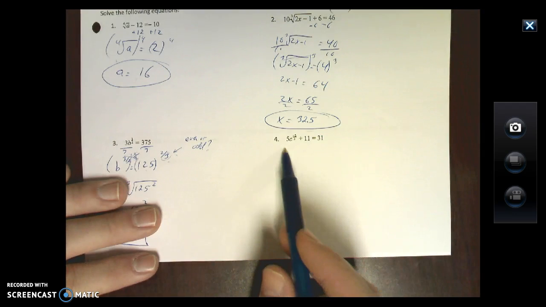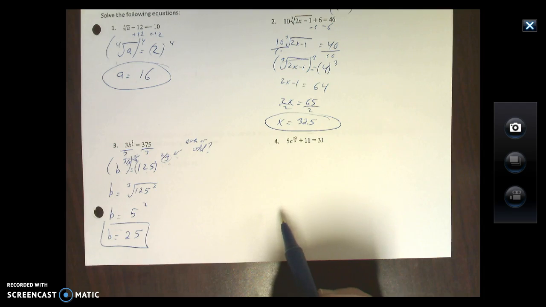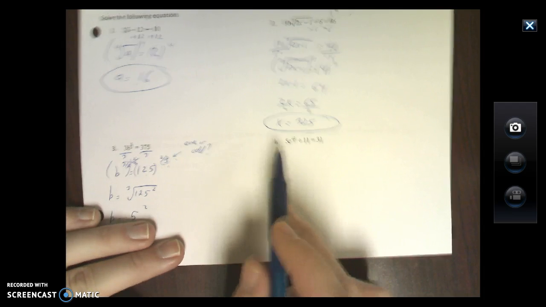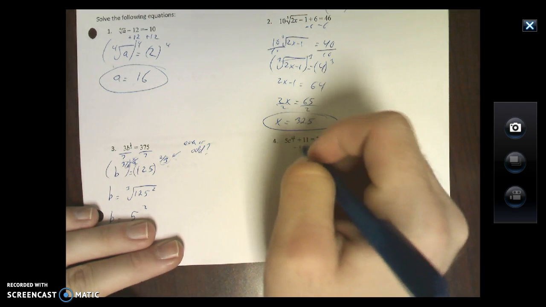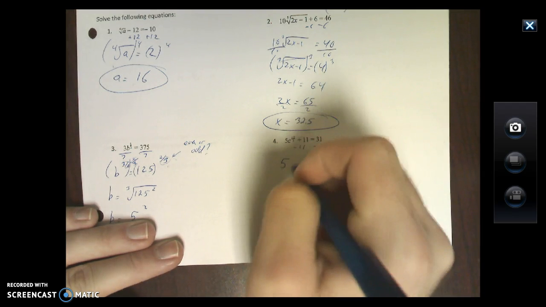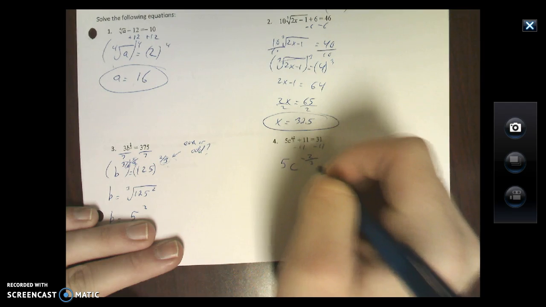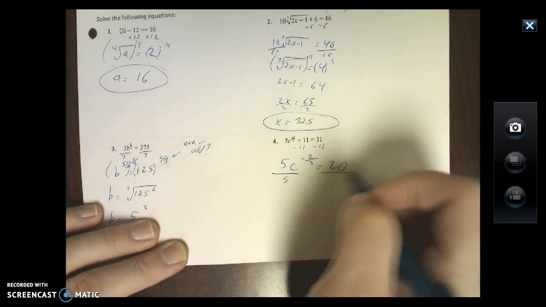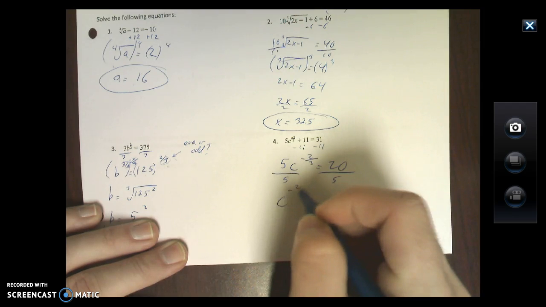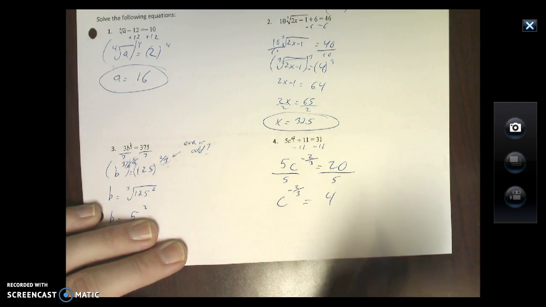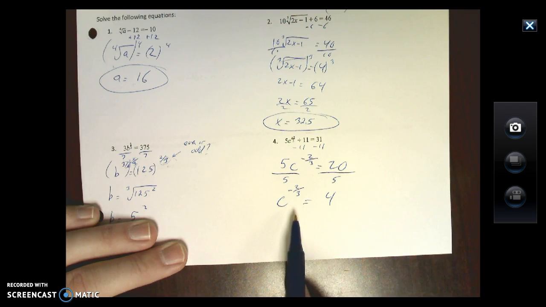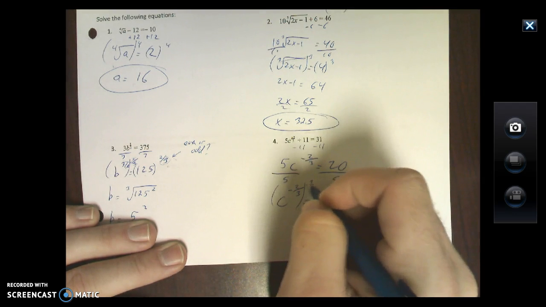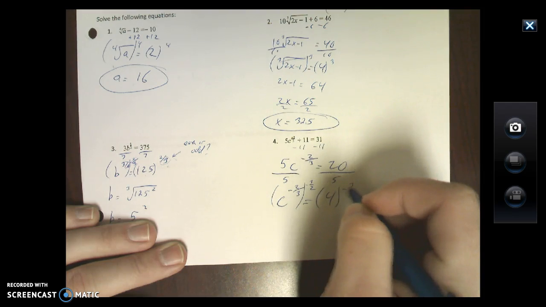Number 4. 5c to the negative 2/3 plus 11 equals 31. Getting this by itself. Same routine every time. Subtract 11, subtract 11. 5c to the negative 2/3 equals 20. Divide both sides by 5. Alright, I'm going for the reciprocal here. Negative 3 over 2. Negative 3 over 2.